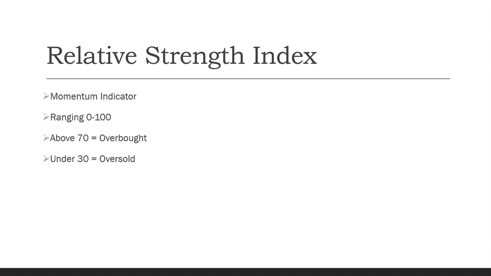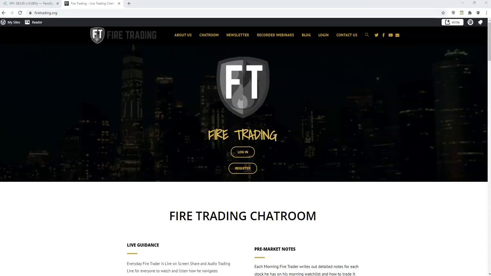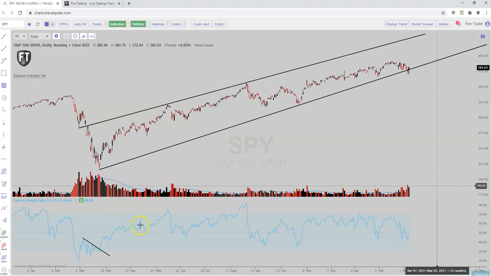But on the RSI, if the RSI is over 70, it's an indication that it's overbought. If the RSI is under 30, indication that it's oversold. Okay, so basically that's all it is. It's a momentum indicator showing us a range between 0 to 100, and if it's above 70, overbought, below 30, oversold. Easy enough.